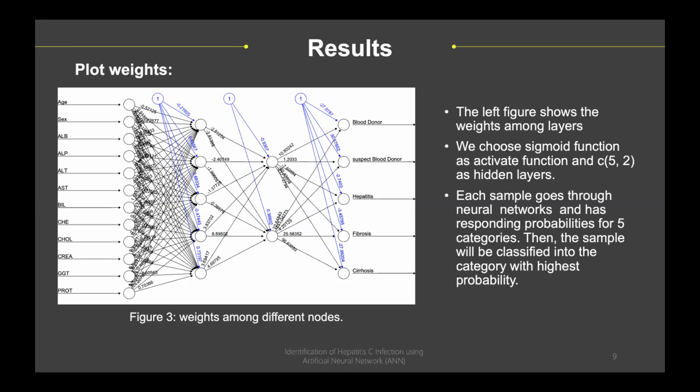For the results, the left figure shows the weights among layers. We chose the sigmoid function as the activation function, and we use 2 hidden layers with 5 nodes and 2 nodes. Each sample goes through the neural network and has corresponding probabilities for the 5 categories. Then a sample will be classified into the category with the highest probability.